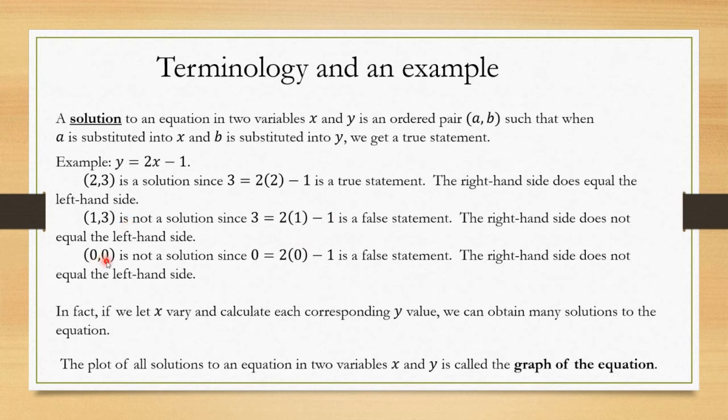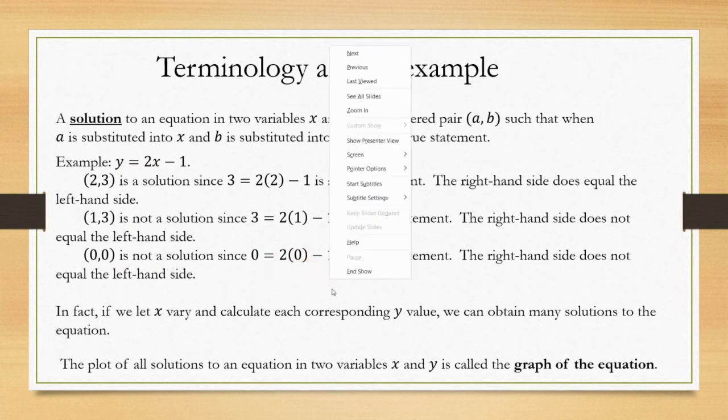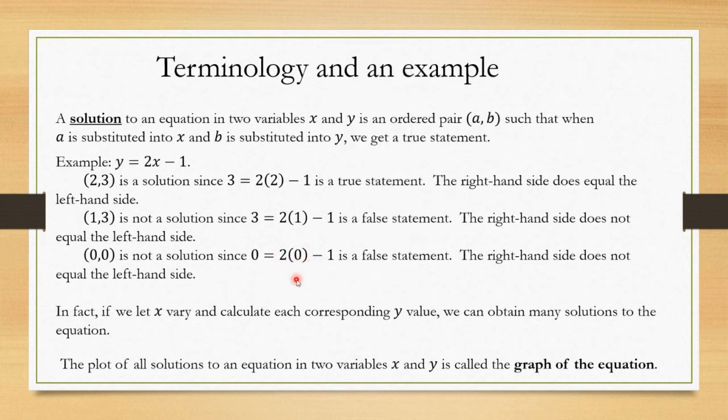Likewise, for the origin here, 0, 0, this is also not a solution, right? Because again, if I replace x by 0 and y by 0, I'm going to get 0 equals 0 minus 1. And that's saying 0 equals negative 1. Well, that's false also. That's not true, right? So the right-hand side does not equal the left-hand side, hence it's not a solution.